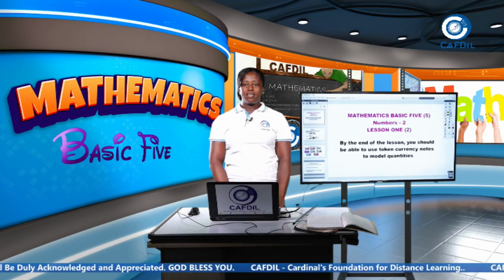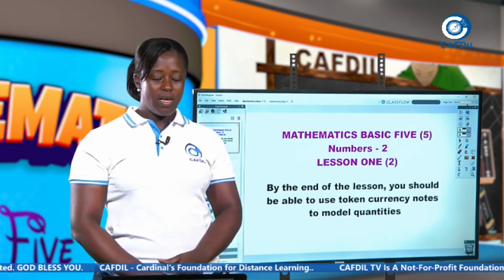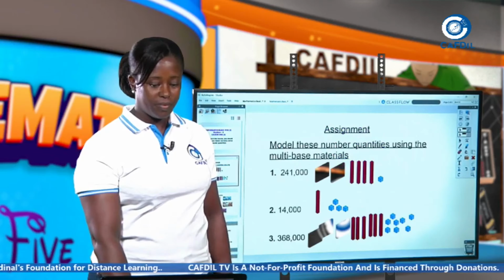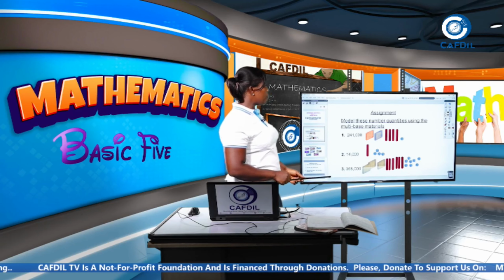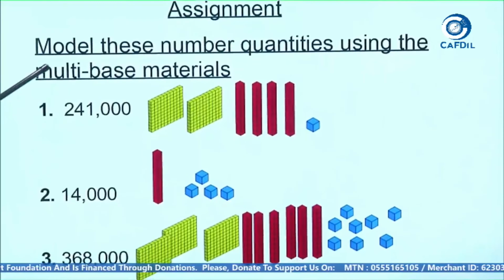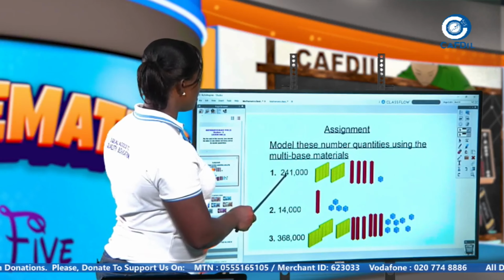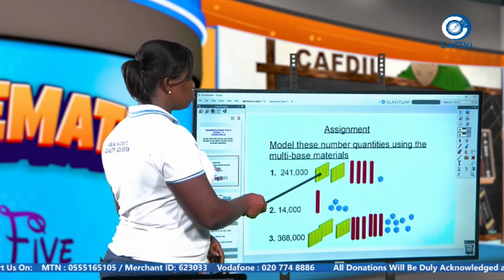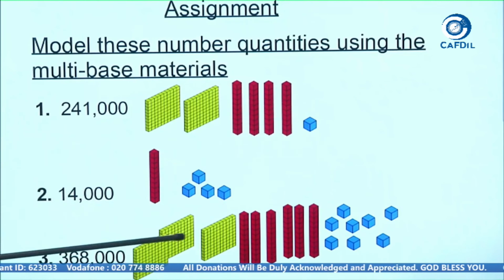All right, learners, you remember you were given an assignment. All right, this is the answer to the previous homework that I gave you. So you were asked to model number quantities using the multi-base material. And the first one was 241,000. So it means we have to use 2 flats, 3 longs or rods, and then a unit.